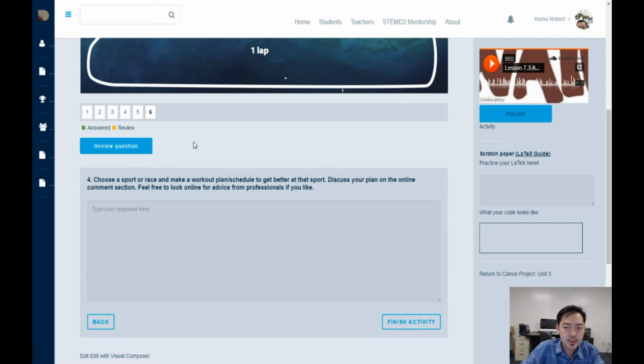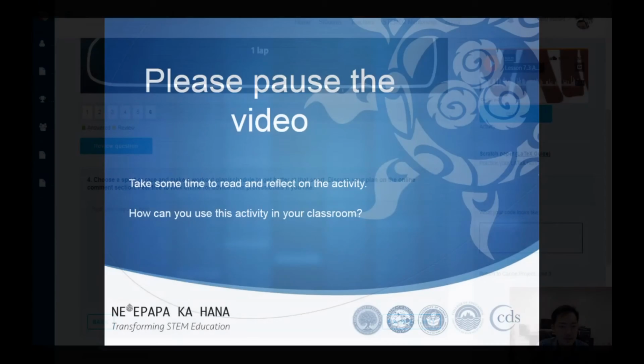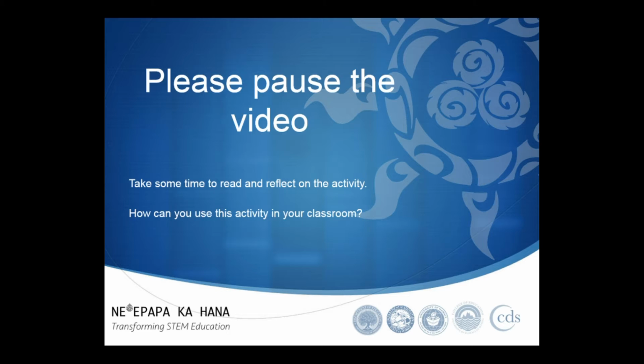Finally, we finish this activity with an open-ended problem. Here we need to come up with our own training plan to get better at a sport. If you are comfortable with it, please allow your students to go online and get some expert advice. Please allow them to use what they find online to figure out their own workout schedule. That's it for this activity. Please go ahead and pause the video and review and reflect on it. Let us know how you can use this activity in your classroom.